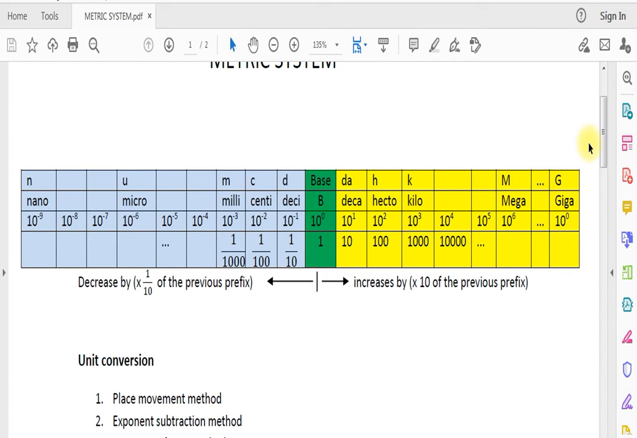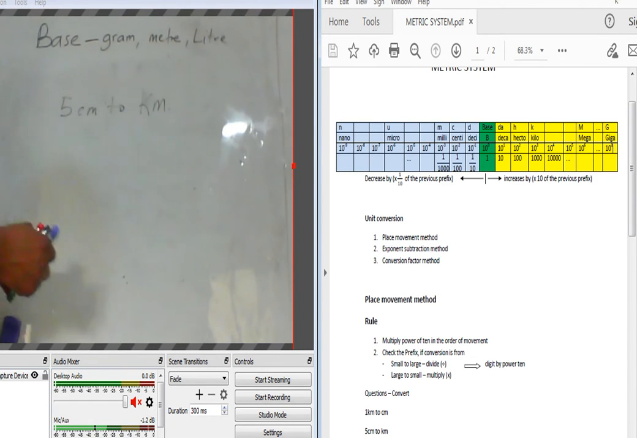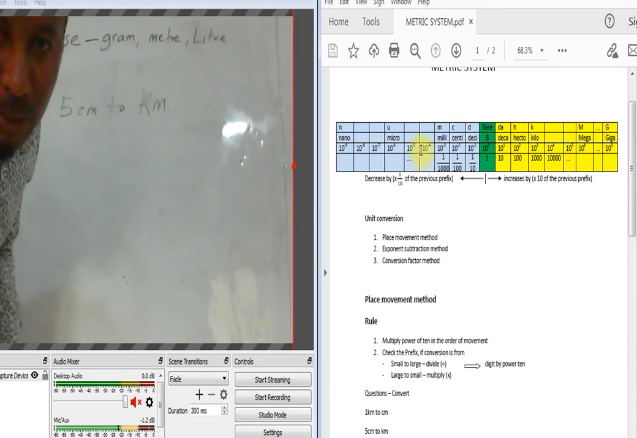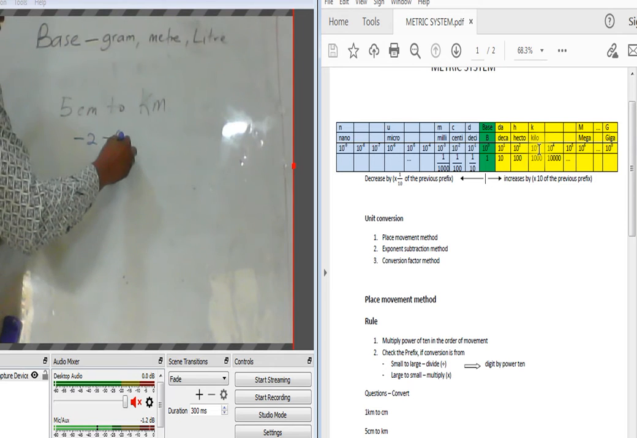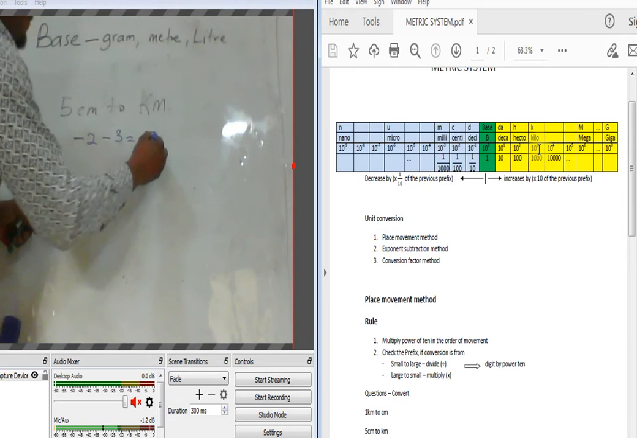That's the first one, 5 centimeter to kilometer. Now in this case, we're going to look at the exponents, the power, and subtract them. Okay, the power on the centi side and the kilo side. If you look at the centi side here, the power is -2, and the kilo here, the power is 3. So I'm going to say -2, the power -3, right? Okay, -3. So I'm going to generate -5, isn't it?